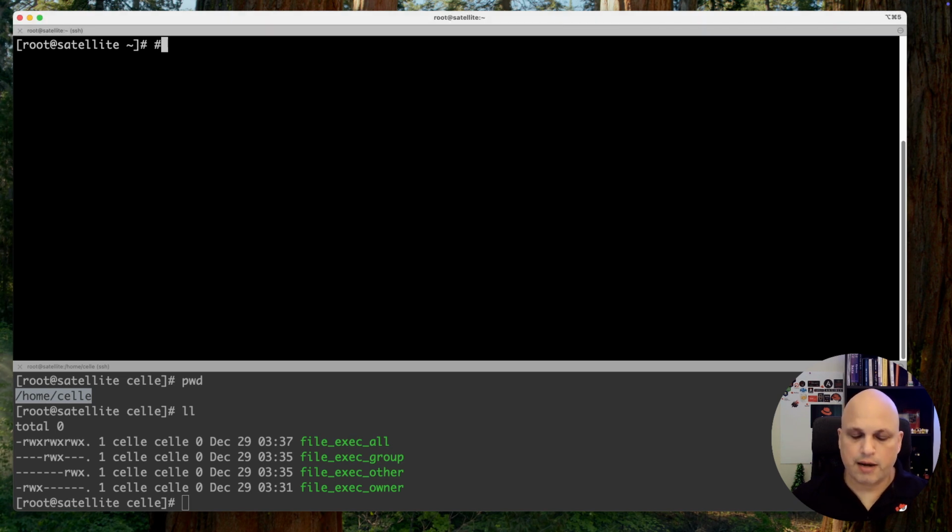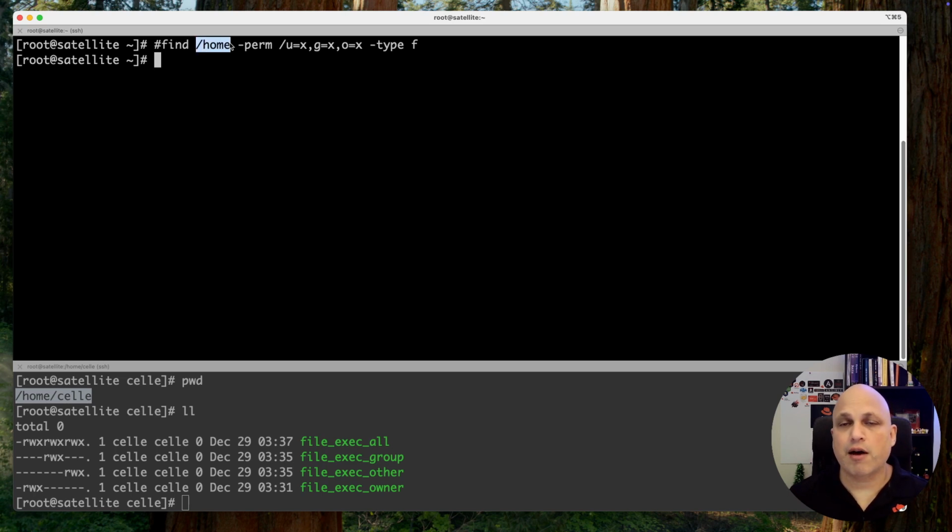Let's start with this one. So we have the command find. I'm passing the path that I would like to search, which will be /home. Then I have my parameter, or my flag, -perm. And then I can see UGO.